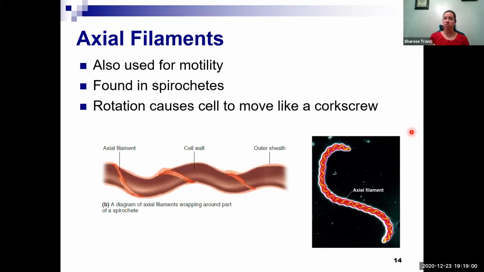Axial filaments are still filaments. They're still used for motility, but these are the filaments that are found in spirochetes. Spirochetes, remember, have lots of twists in them. They're kind of long. So this axial filament is going to cause the cell, as it moves, to kind of move in a corkscrew manner.